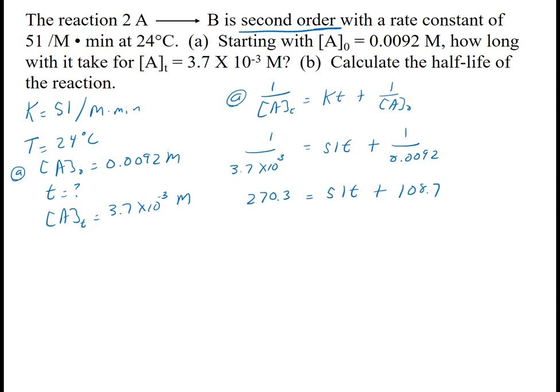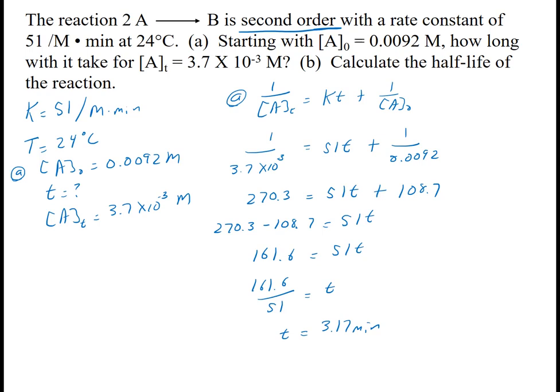So I need to subtract. I'm going to isolate this, so I need to get rid of this plus. The opposite of plus is minus, so it's going to be 270.3 minus 108.7 is 51t. When I do this, I get 161.6 is still 51t. Now this is 51 times t, so the opposite of times is division, so I'm going to take 161.6 divided by 51, and that gives me t. So my t is equal to 3.17 minutes. And it's in minutes because this is in minutes over here.